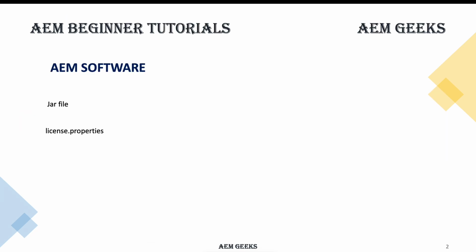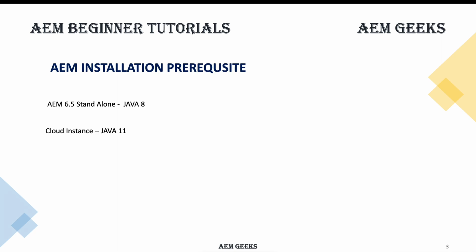To install AEM on your machine or server, you need two things. One is a jar file, another one is a license file. The license file is not needed to install it, but to run AEM, you need this file. The same jar file will be used to make an author server and a publish server. To install and run AEM, whether it's a standalone or a cloud version, you need Java. Java is the only prerequisite.